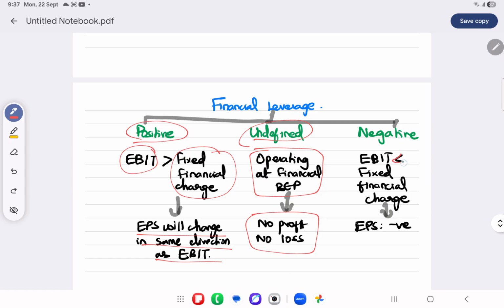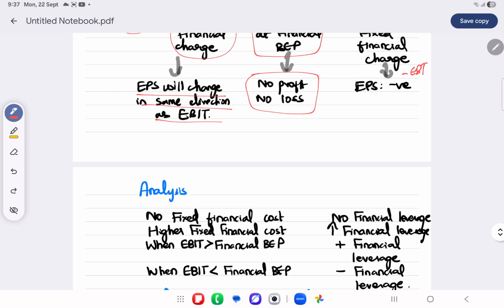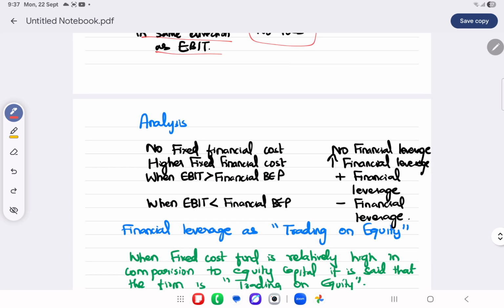When EBIT is less than fixed financial charges, it means there is a negative EBT which will make the EPS negative. No fixed financial cost, no financial leverage. Higher fixed financial cost, greater financial leverage. EBIT greater than financial break-even point, positive financial leverage. When EBIT is less than financial break-even point, negative financial leverage.